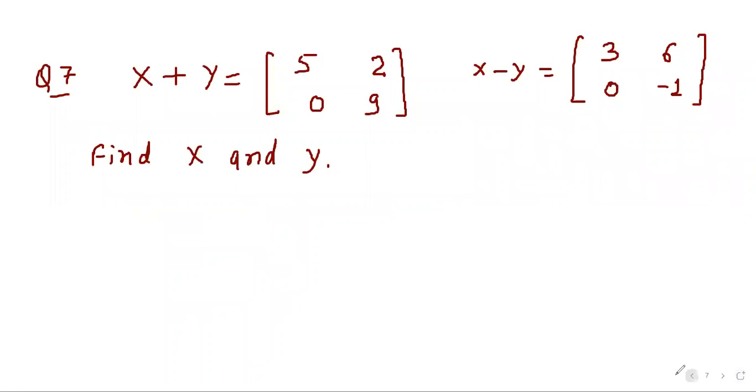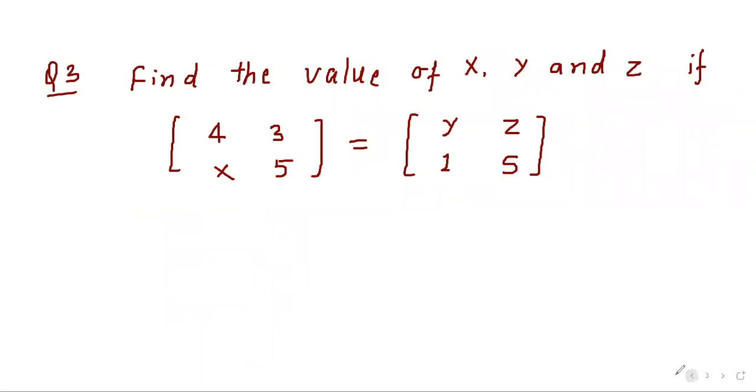Now let's go to the next question. The next question is find the values of x, y, and z if we have got the two matrices equal. Corresponding elements must be equal. So y must be 4, z must be 3, and x must be 1.